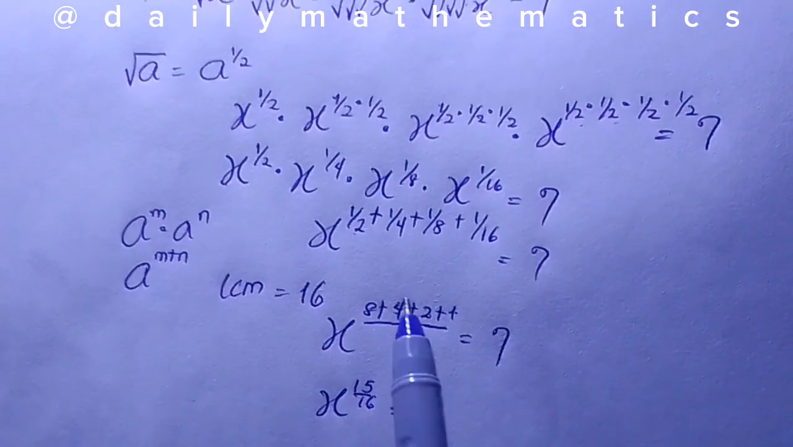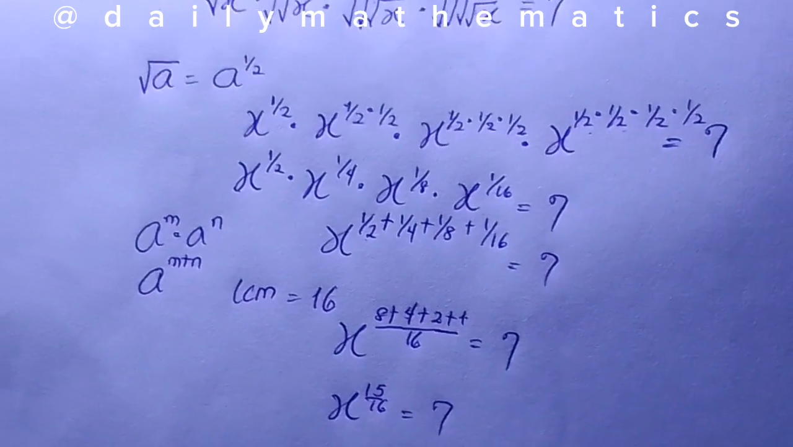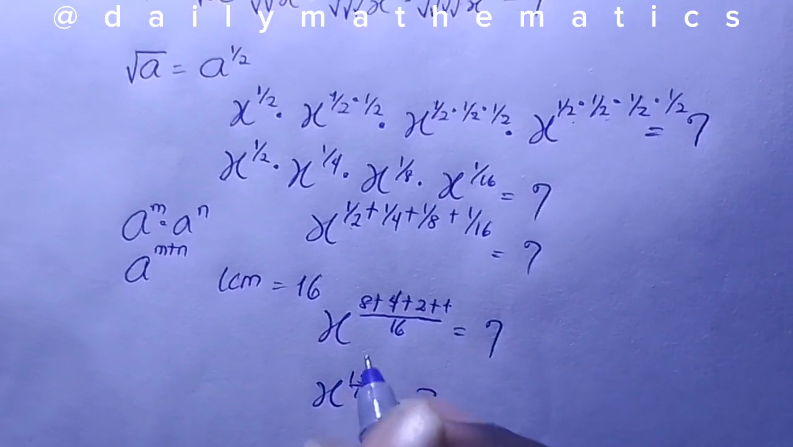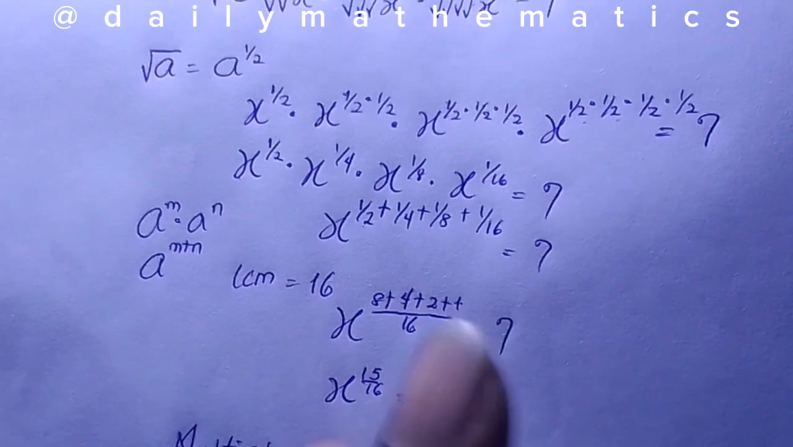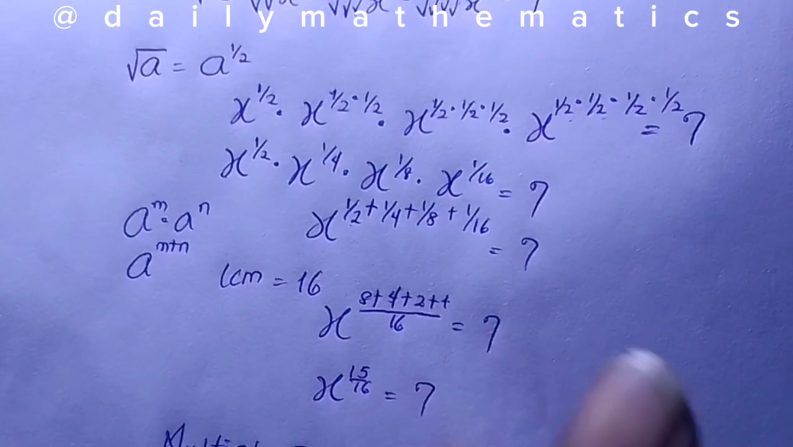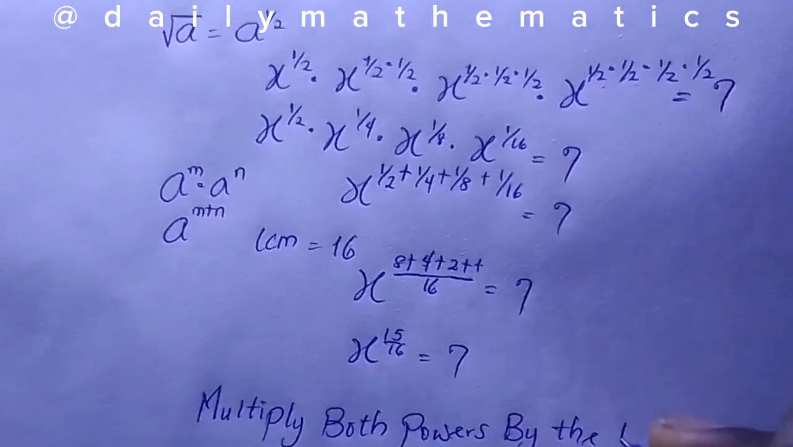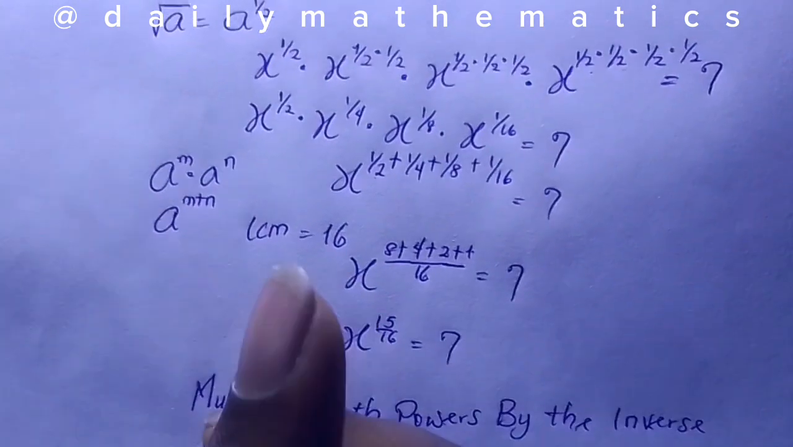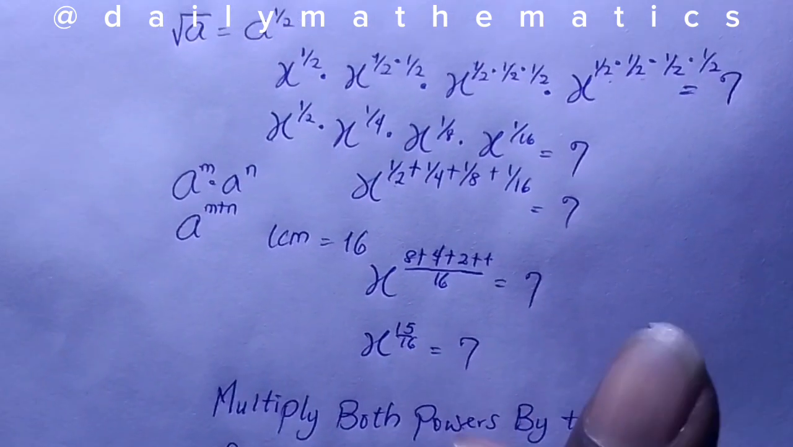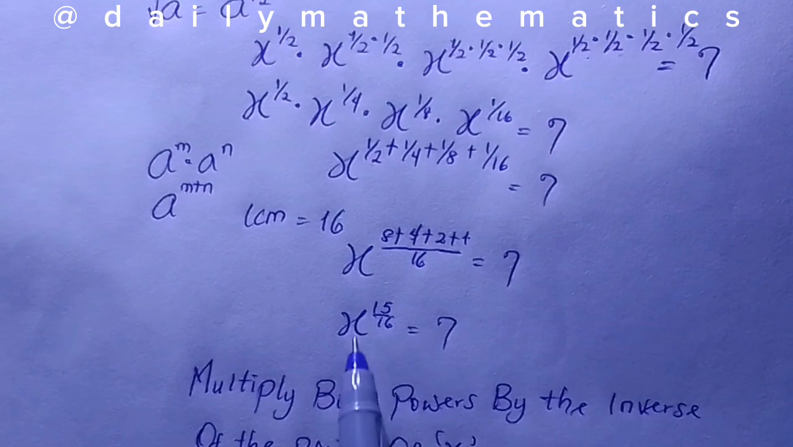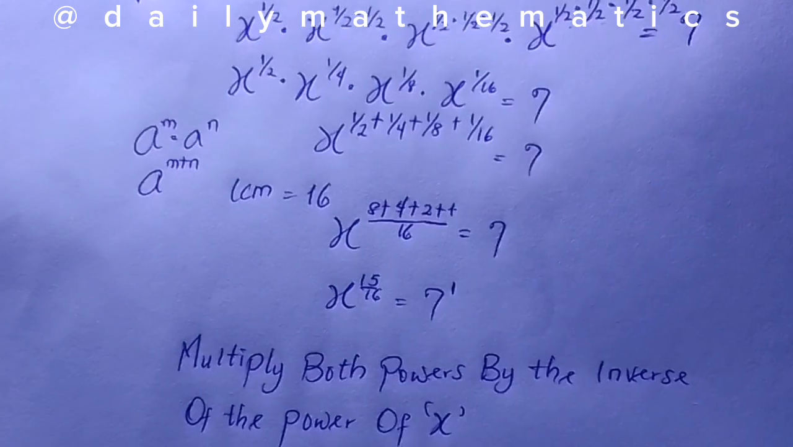So we want to get rid of this power of x, for us to find x. So what do we do? We multiply both powers by the inverse of the power of x for us to get rid of this. So this is the power of x. Now what's the power of 7? The power of 7 is 1, right? Every whole number has a power which is 1.